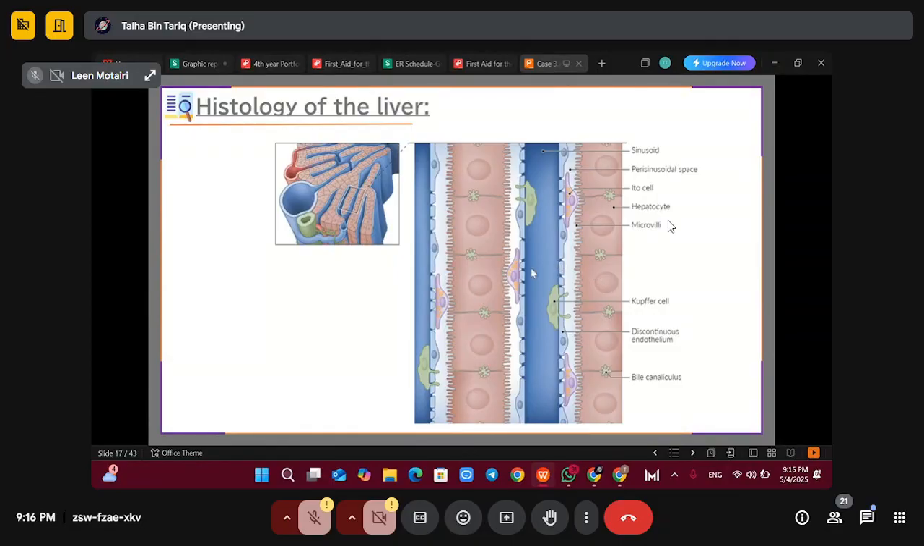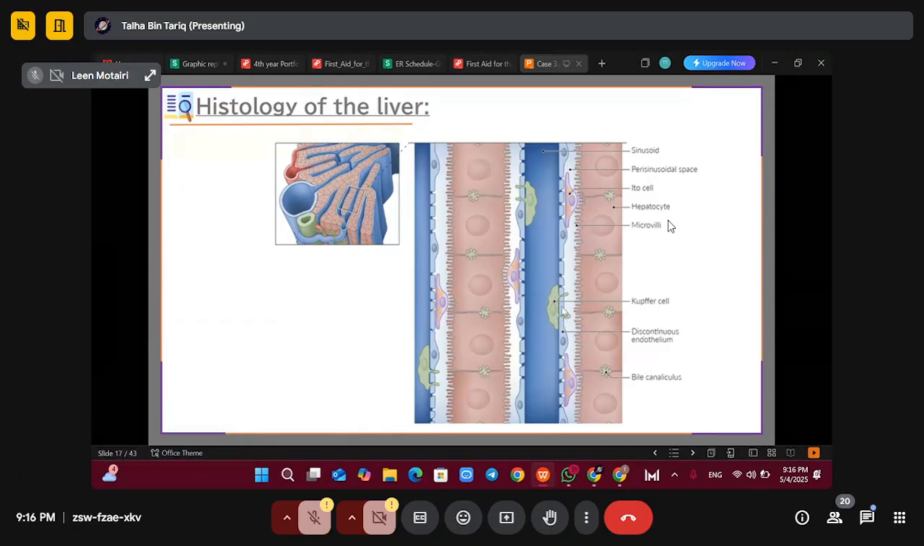Right? This is the basolateral surface, and the apical surface is facing the bile canaliculi. So these are the bile canaliculi in between. Now this is the sinusoid. The blood is going towards the central vein, or you can say in this direction. Now you can see different cells or different components present within this image. So we will talk about them one by one.